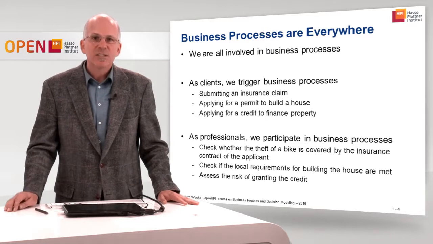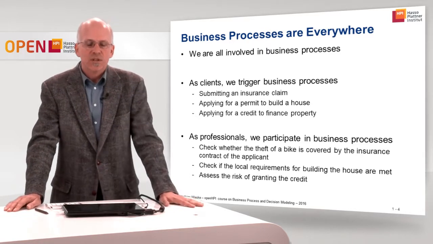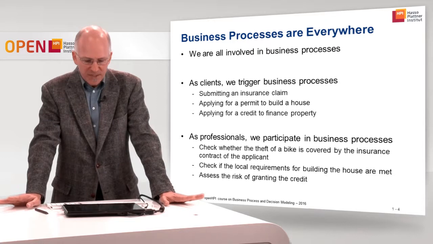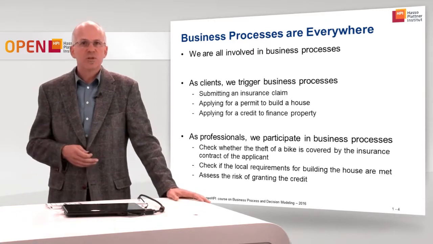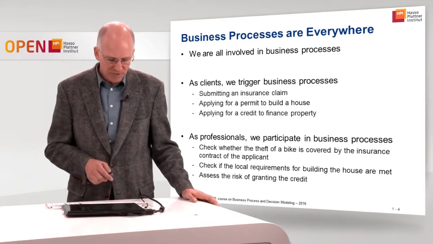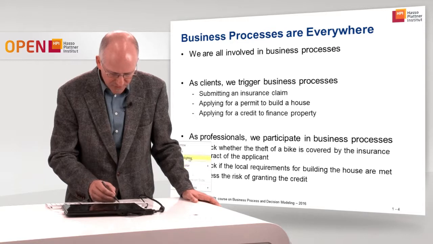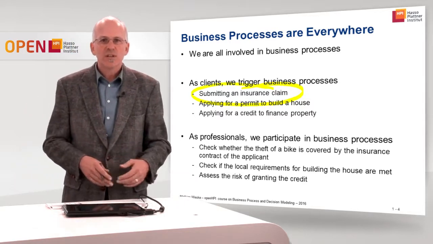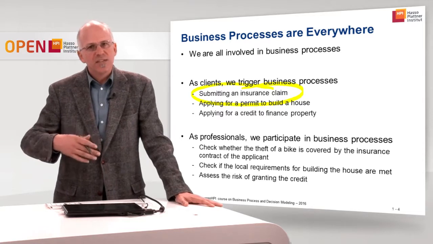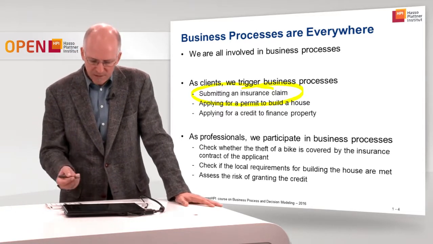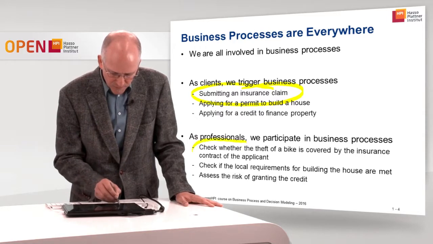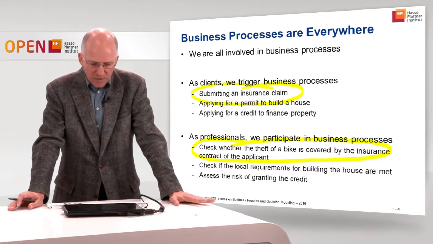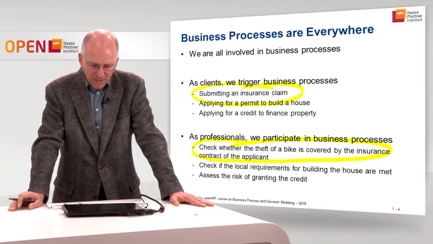So I'd like to come back to my introductory video that most of you will have seen, maybe some time ago already, where I mentioned that we are all involved in business processes. As clients, we trigger business processes, and as professionals, we participate in business processes. We had a number of examples on this slide, and I'd like to focus on the submission of an insurance claim. So when, for instance, our bike has been stolen, we fill out an insurance claim. We send the insurance claim to our insurance company. In the insurance company, there are professionals who are in charge of handling this insurance claim. So, for instance, people would check whether the theft of my bike is actually covered by my insurance.